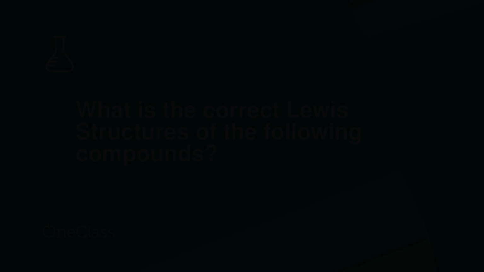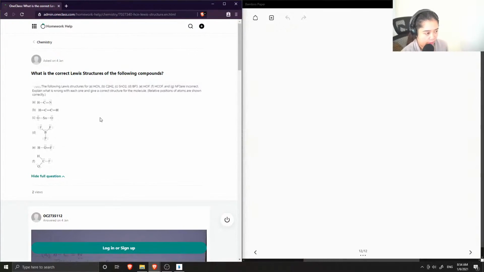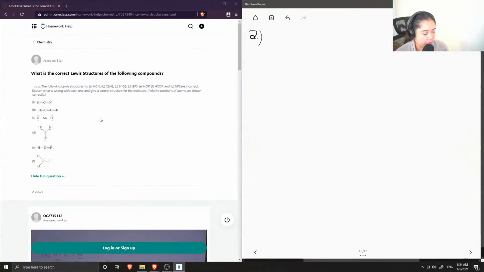Okay, so question number 2 is also a Lewis structure question. The following Lewis structures for hydrogen cyanide, ethylene, tin oxide, and boron trifluoride, and so on, are incorrect. Explain what is wrong with each one, and give a correct structure for the molecules. This is an interesting take on the Lewis structure questions.